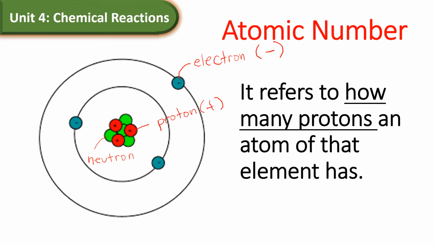So again, your atomic number is the number of protons that you have in your atom or your element. For example, in this picture, we can see that this element has 3 electrons. We can also see 3 protons and 4 neutrons here. So if we talk about atomic number, then we are looking at the number of protons that is located at the center of that atom.